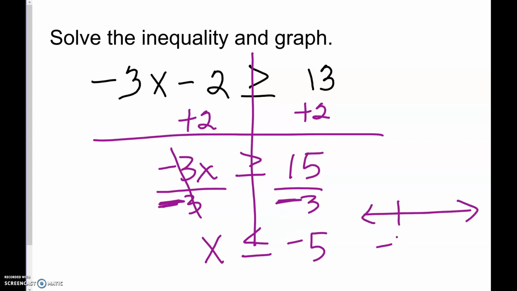So when we are graphing this, there's a line underneath here. Because of the line, so we're equal to, we're going to have a closed circle at -5. And it says any number is less than or equal to -5, so we're going to shade to the left.